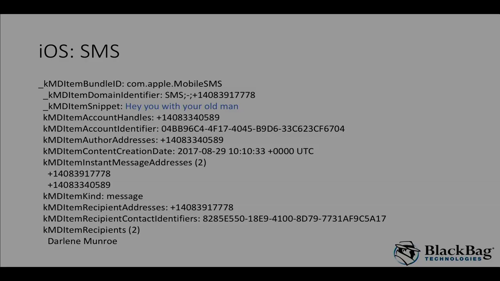What are some things that we can get? SMS messages, including snippets from the message. I didn't actually type any of these things, it's from a phone that's not mine. But you get who sent it and when, the phone numbers, and the message text itself. Just all kinds of fun stuff. There are alternate names in there. Tons and tons of things.